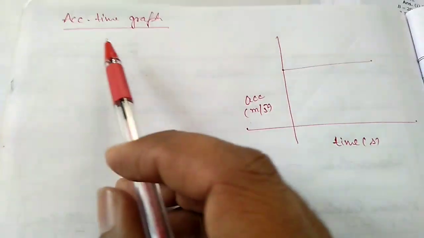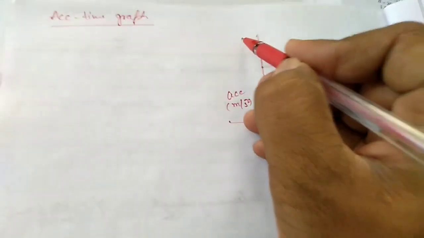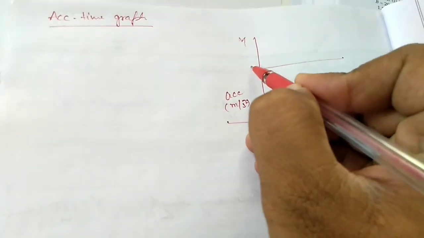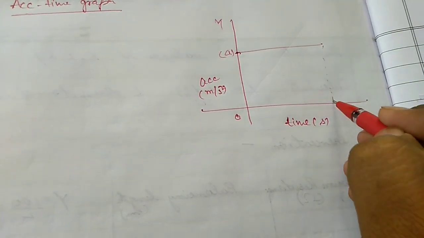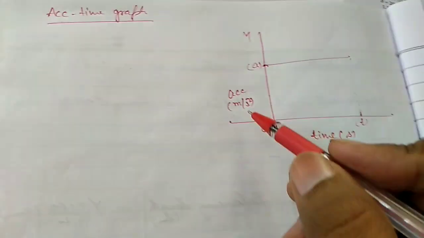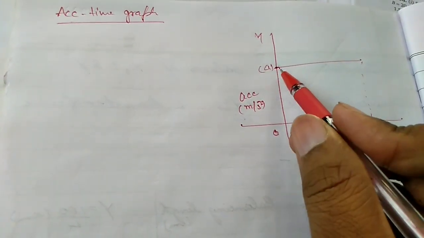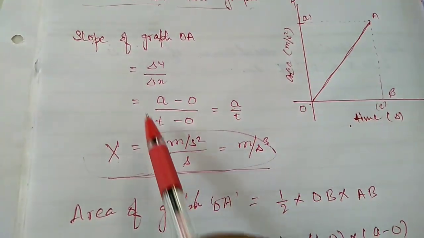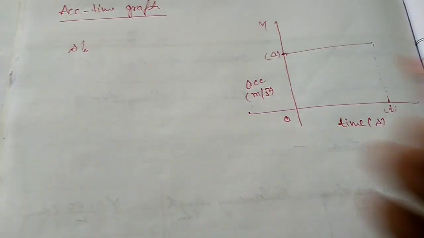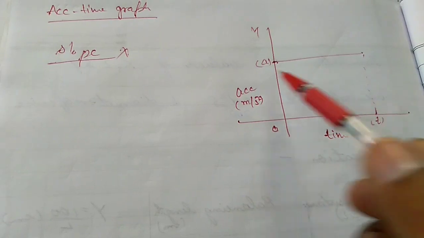Now see the same way another type of graph, acceleration time. On the y-axis this is acceleration, say the value of acceleration is A, on the x-axis this is the time t, so at this point the time is t seconds. We know that we have to calculate the slope and the area. You can see clearly the slope is 0, the acceleration is horizontal, so there is no need to calculate the slope, because we will not get any physical quantity. What we can calculate in the acceleration time graph is only the area.